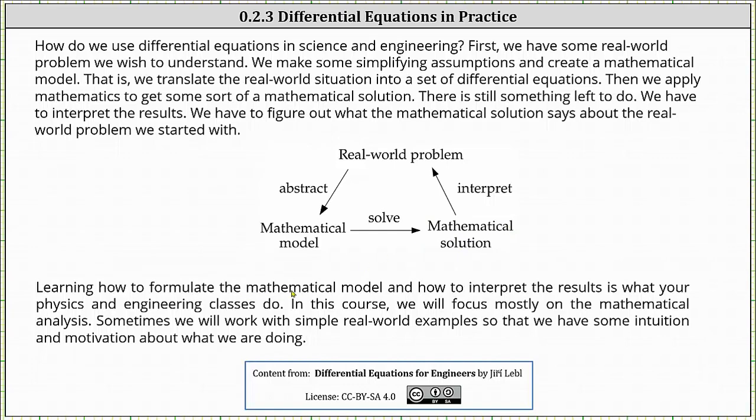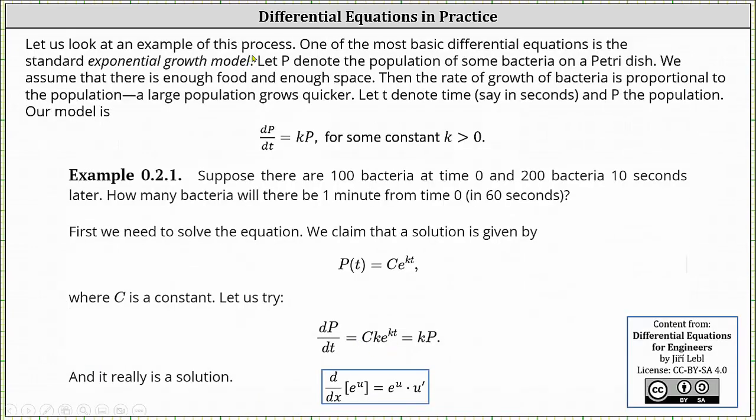Learning how to formulate the mathematical model and how to interpret the results is what your physics and engineering classes do. In this class, we will focus mostly on the mathematical analysis. Sometimes we will work with simple real-world examples so that we have some intuition and motivation about what we are doing. Let us look at an example of this process.